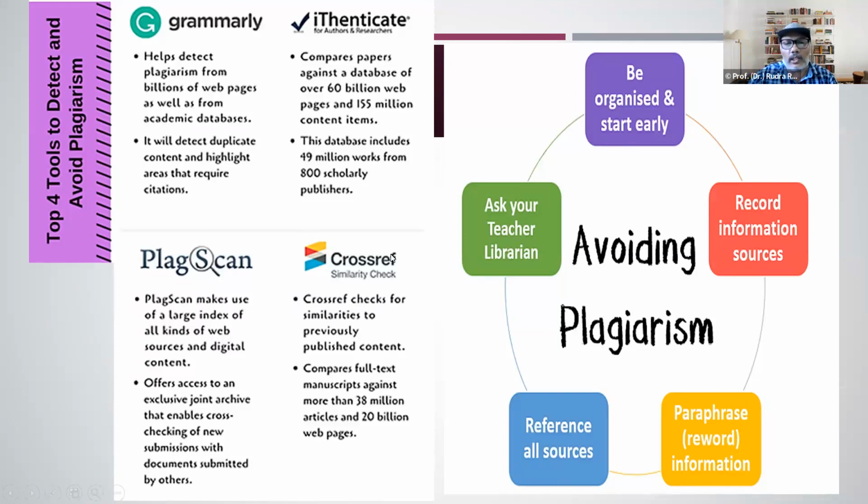And Crossref is also another tool. These are the four top tools to detect and avoid plagiarism. Crossref checks for similarities to previously published content, and it compares the full-text manuscript against 38 million articles and 20 billion web pages.